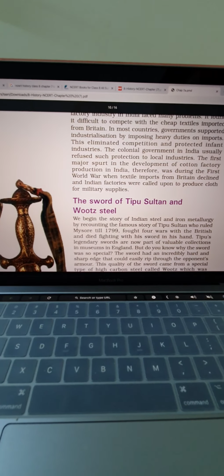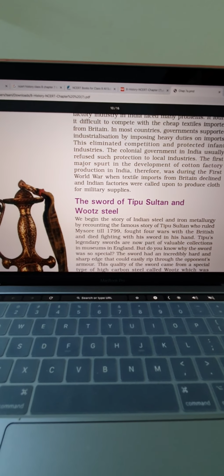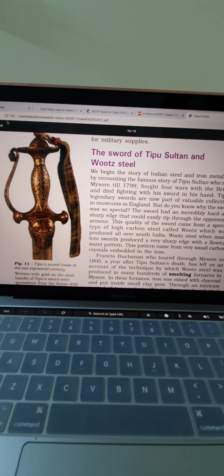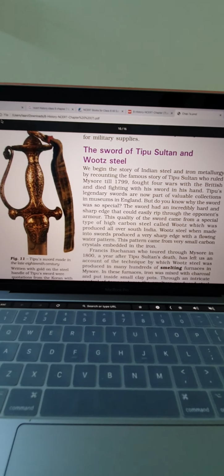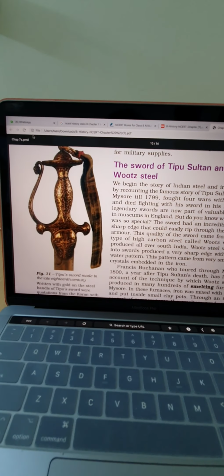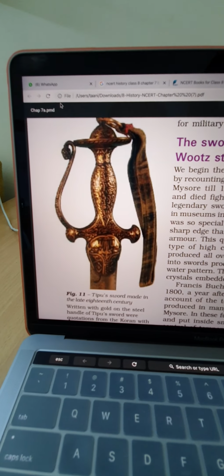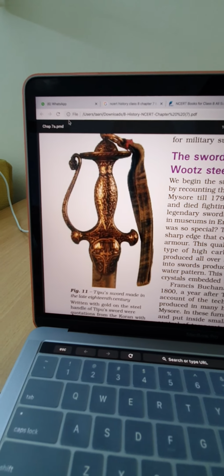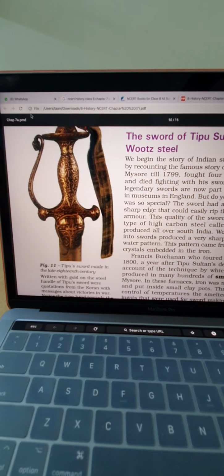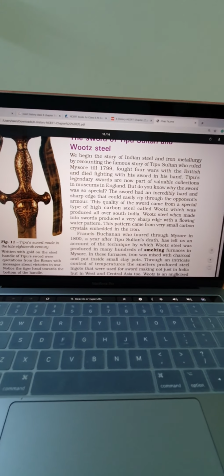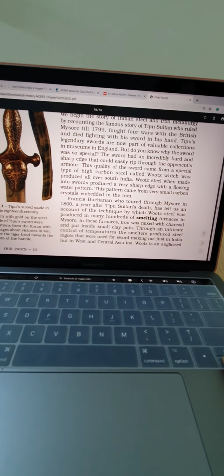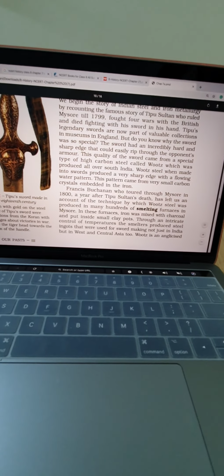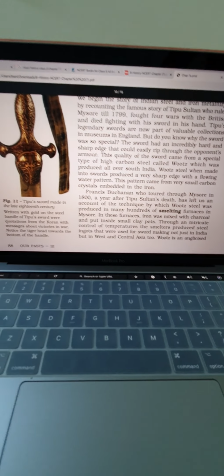Now we will come to the sword of great Tipu Sultan and wootz steel. The sword of Tipu Sultan. Number one, the quality of the sword came from a special type of high carbon steel called wootz, which was produced all over South India. Indian wootz steel making fascinated European scientists. The wootz steel making process, which was widely known in South India, was completely lost by the mid 19th century.